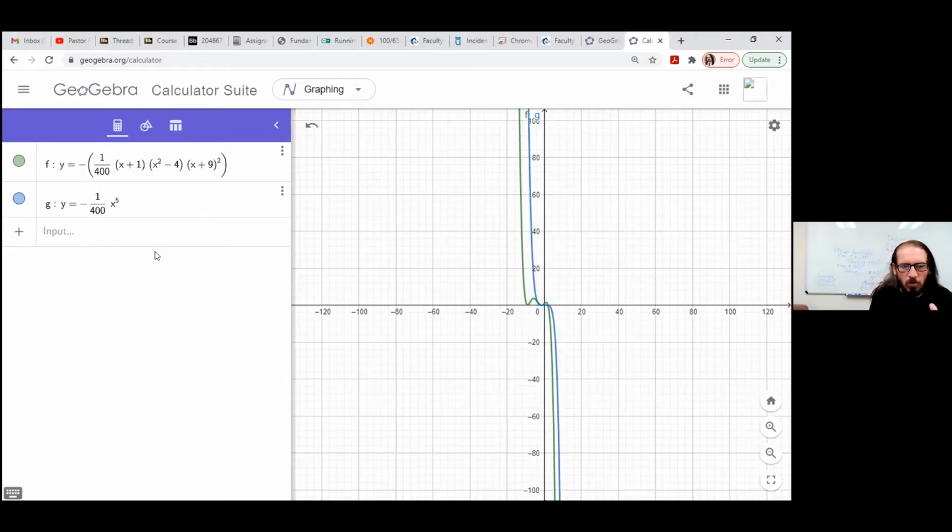The main point is that in the middle, it is bouncing around a bit compared to the -1/400th of x to the 5th. But at the ends, the end behavior to the far left, y is going to positive infinity. And on the far right, y is going towards negative infinity. Both of those share that characteristic.